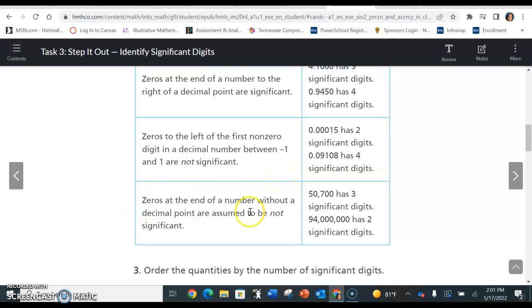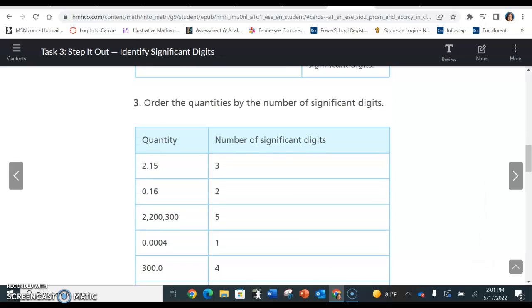All right, zeros at the end of a number without a decimal point are assumed to be not significant. So 50,700 has 3 significant digits. So 507, the 2 zeros on the end are not considered significant. And here only the 94 are considered your significant digits.